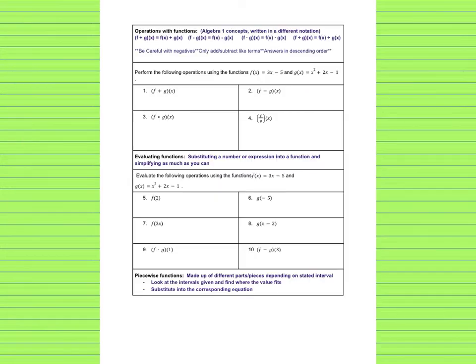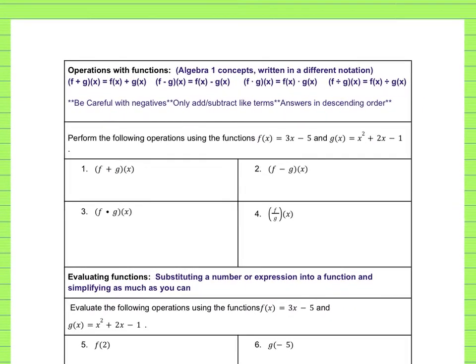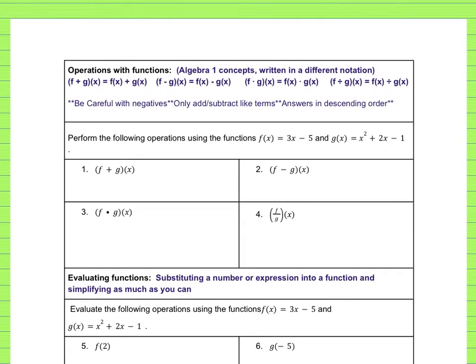Let's keep going. All right, operations with functions. So these are the different notations that we're going to see. We've got f plus g of x, which becomes f of x plus g of x, f minus g of x, which becomes f of x minus g of x. See how we're writing them separate? Make sure you just pay attention to these notations. F times g of x is f of x times g of x. And last one, f divided by g of x is f of x divided by g of x, okay?